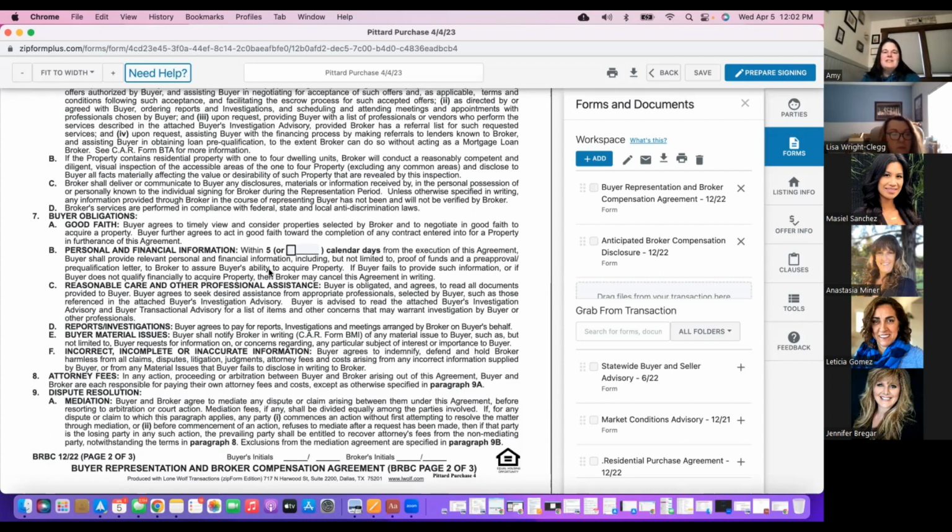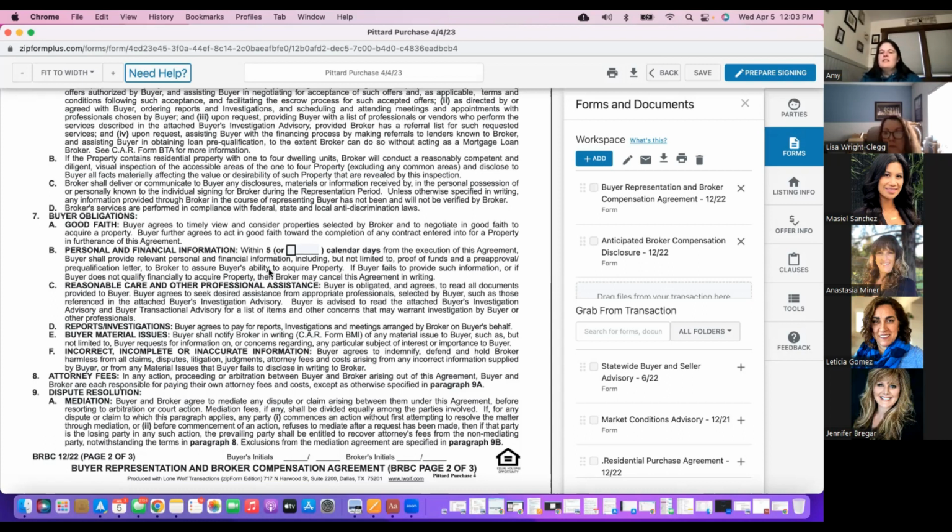Reports and investigation. Buyer agrees to pay for reports, investigations, and meetings arranged by broker on buyer's behalf. Buyer material issues. Buyer shall notify broker in writing, per form BMI, of any material issues to buyer, such as, but not limited to, buyer requests for information on or concerns regarding any particular subject of interest or importance to buyer. Just so you know, I probably have never used the BMI form.